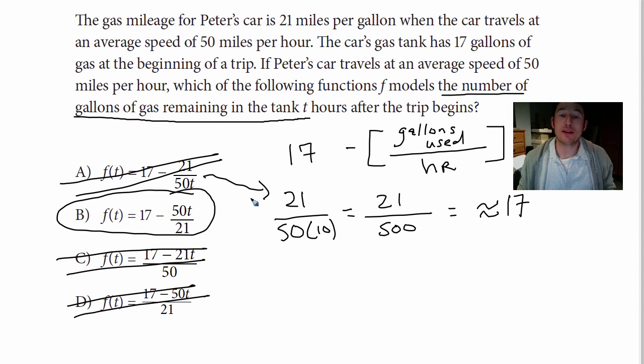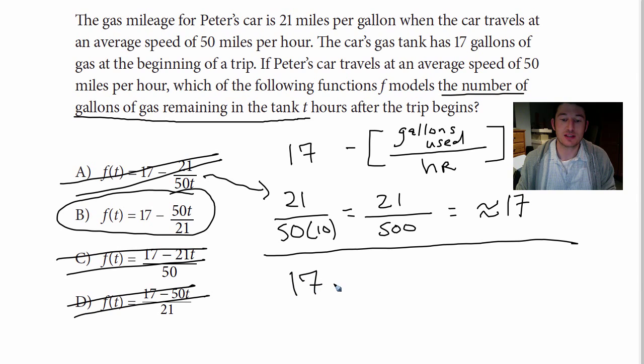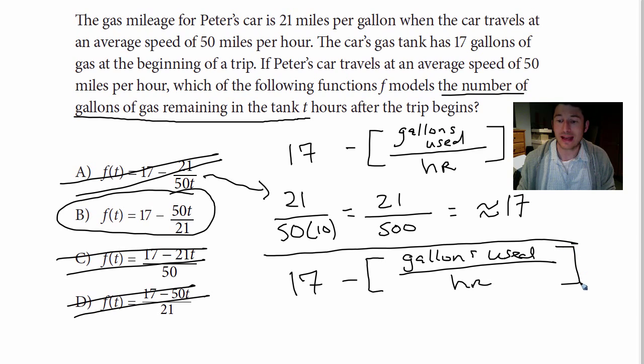Let's say you had no idea what I just said, and you're going, Brian, what the heck did you just say? Let's go back to the original part. 17 minus, and we have gallons used. Hopefully this should make sense. Gallons used all over hour. Well, how do I figure out those units? I want hours in the bottom. Well, I've got 50 miles per hour.